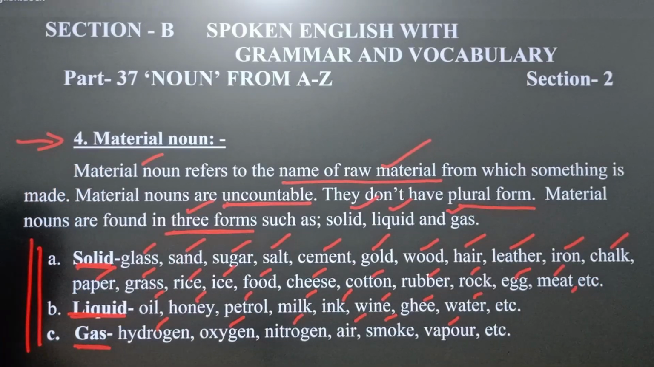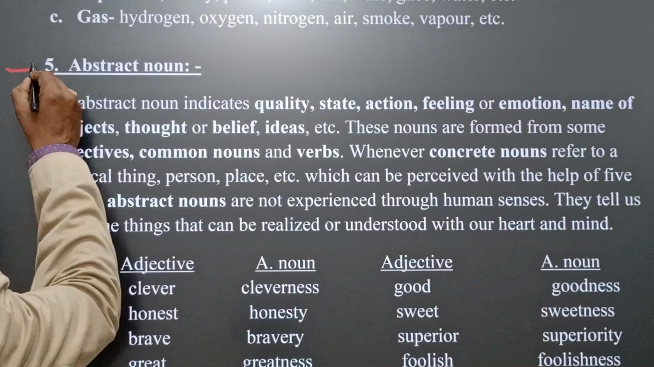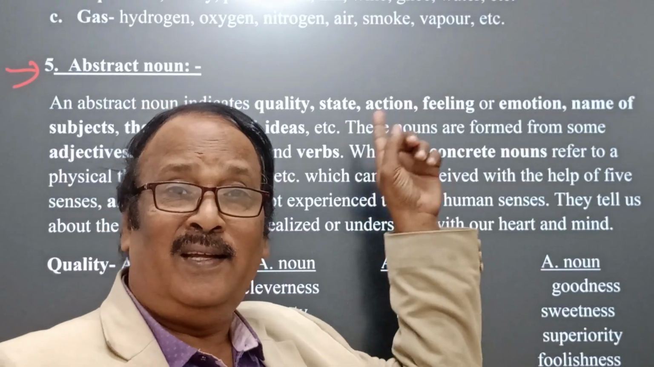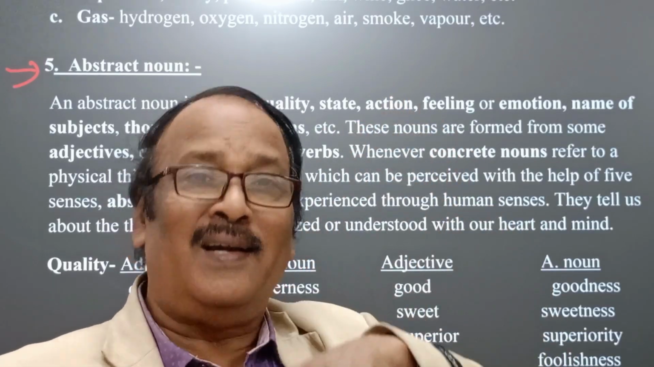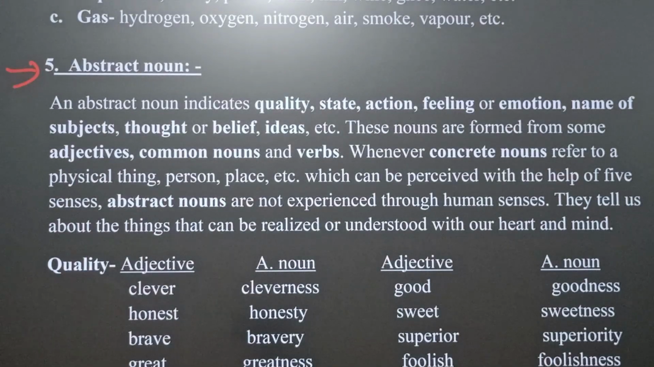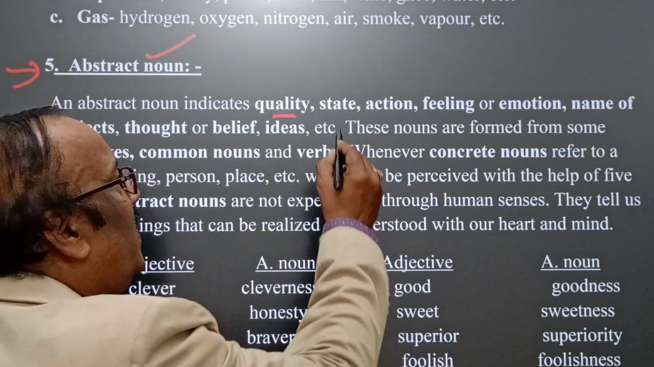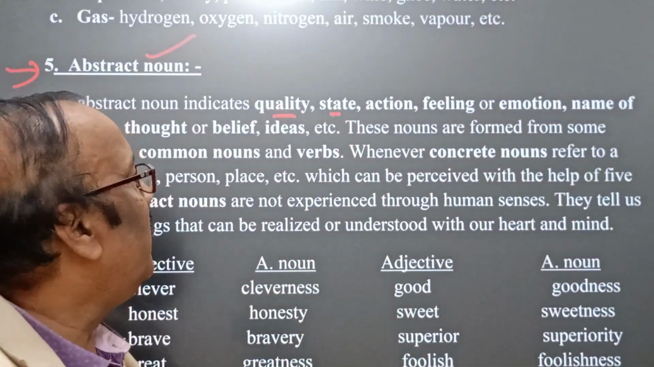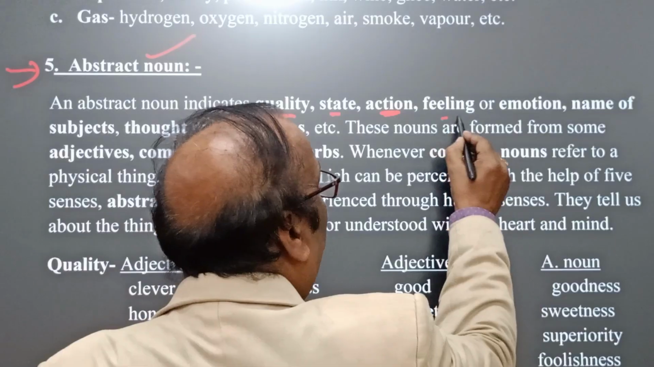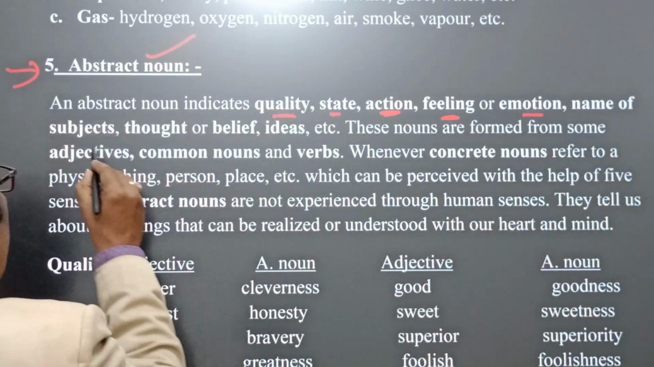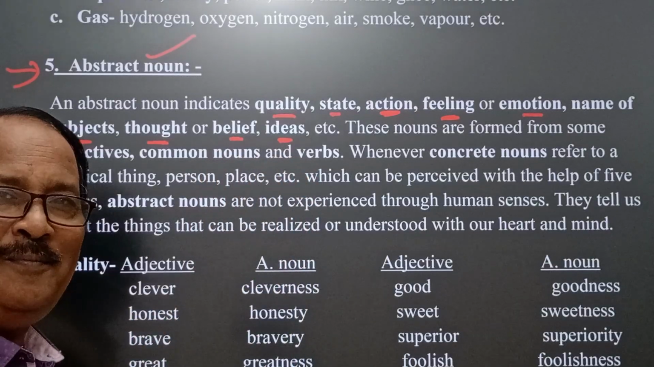Now come to the abstract noun. This is really a very interesting and important noun. Therefore, students should take interest in knowing about the very nature of abstract noun. Let's see how. Here we find an abstract noun indicates a quality, state, which means a condition, and the next idea, that is action, feeling, emotion, name of subjects, thought, belief, ideas, etc.